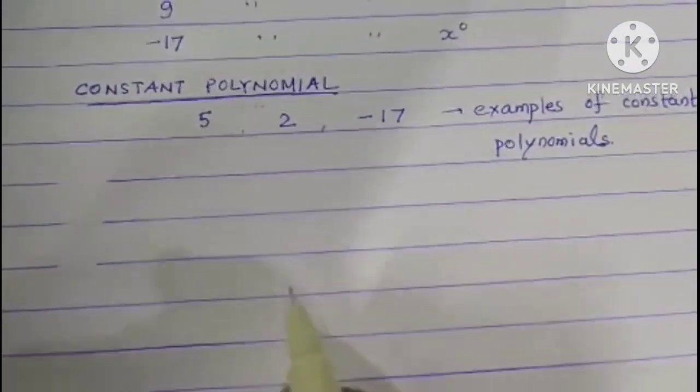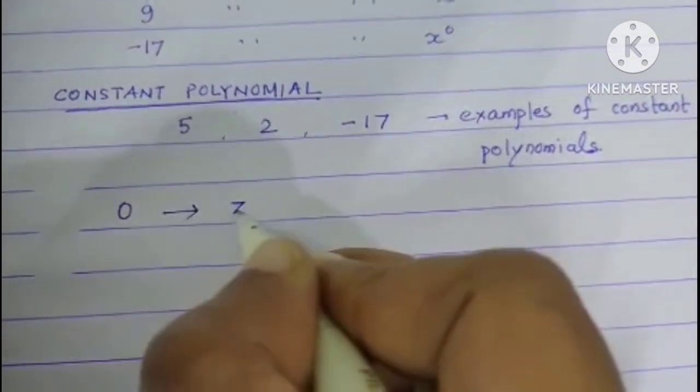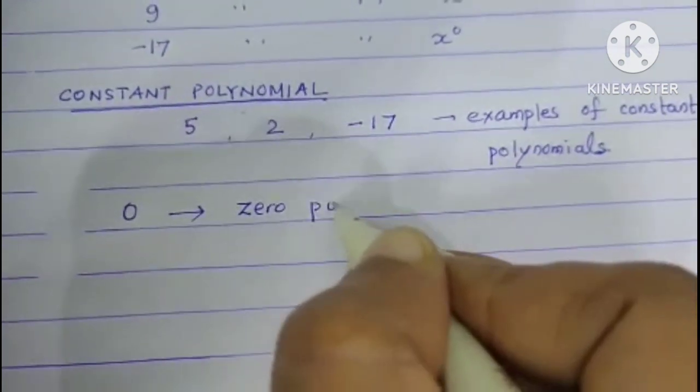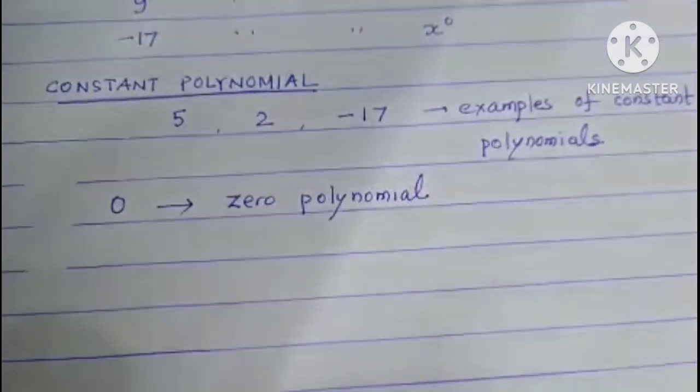Now one constant polynomial is 0. 0 is called the zero polynomial.